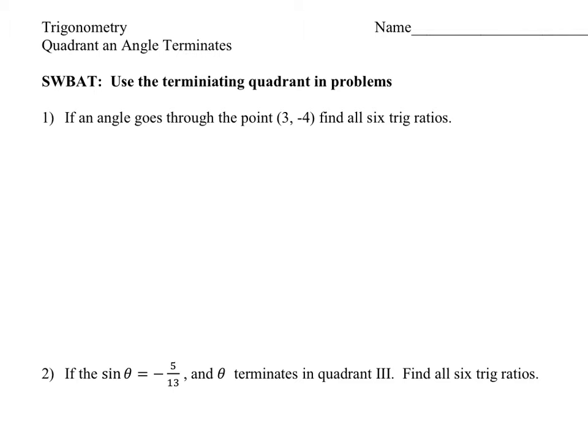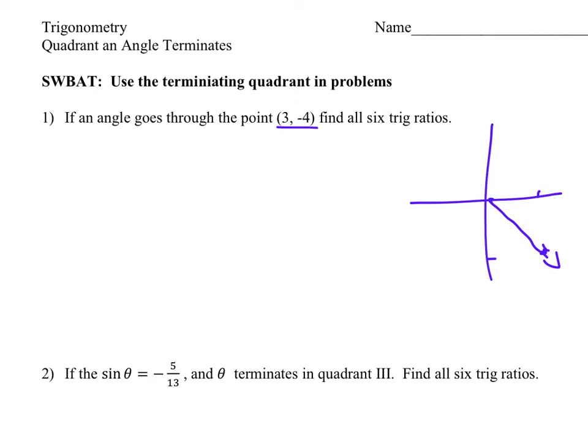So if an angle goes through the point (3, -4), it's a good idea to draw these things. So (3, -4), let's say this is 3 here, and this is negative. So we're saying that there's an angle here. It was drawn there, doesn't matter which direction, but it goes through (3, -4). We want to find all the 6 trig ratios related to that angle. So that angle is in the 4th quadrant.